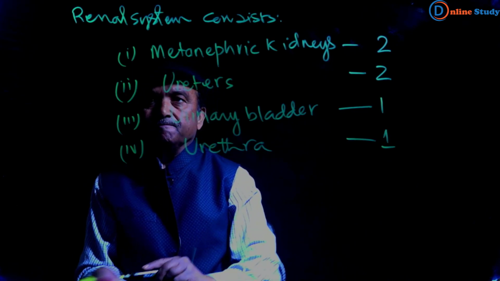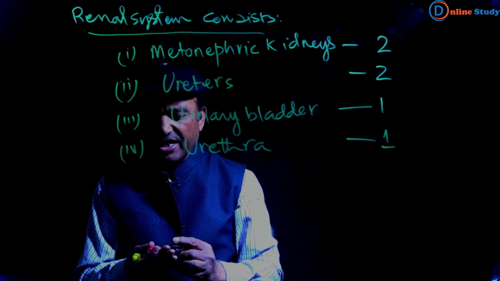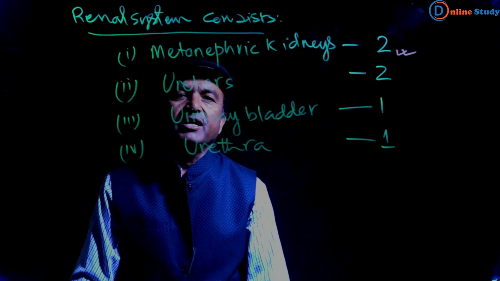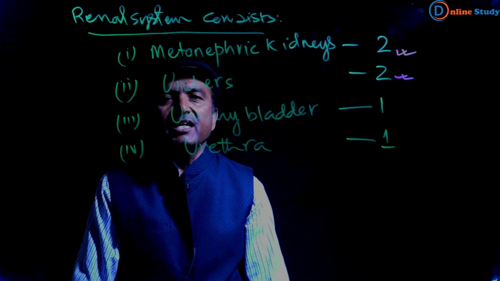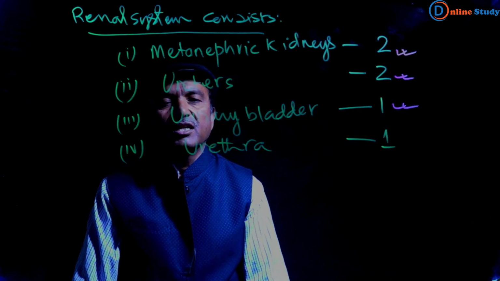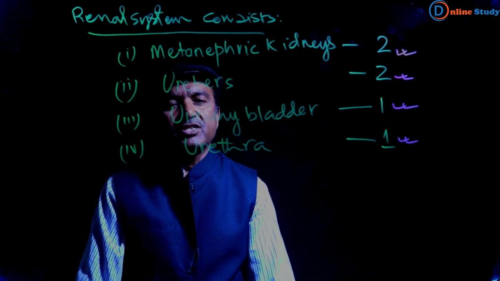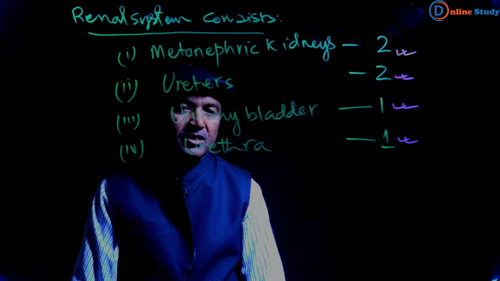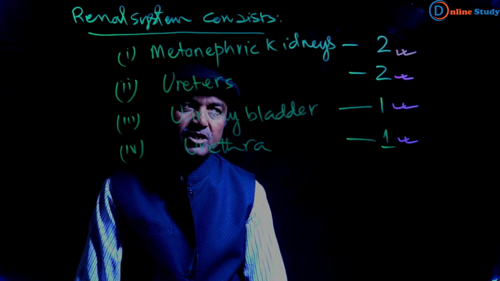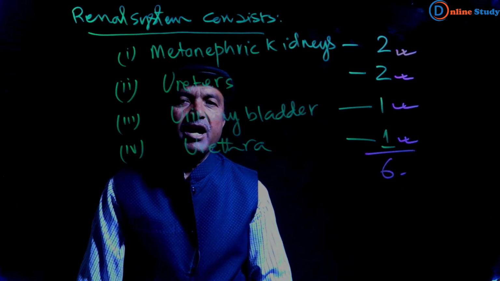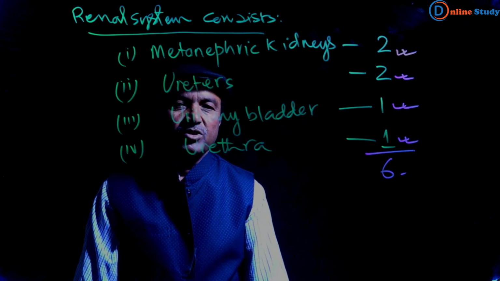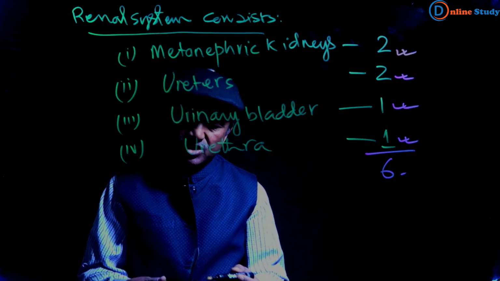Renal system of human consists of a pair of metanephric kidneys, or two metanephric kidneys. Another, a pair of ureters that carry urine away from kidney. Another one is urinary bladder. It is single. And urethra is another structure which eliminates urine from urinary bladder to outside the body. So there are six or half a dozen organs present in renal system of human.